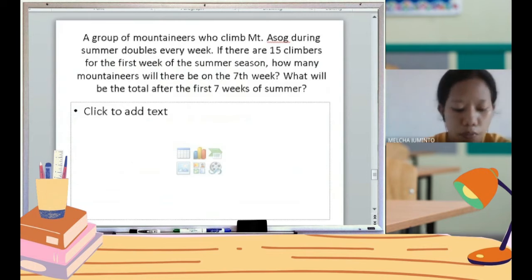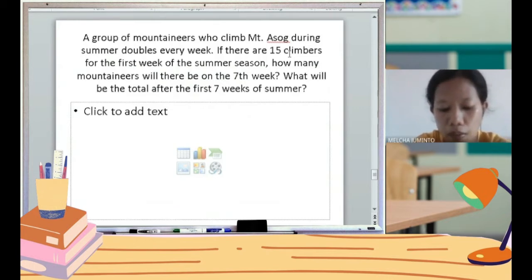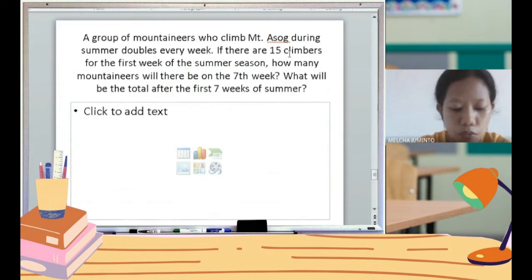We have an example in page 7, example number 5. A group of mountaineers climb Mount Asog. Mount Asog is a mountain in Iriga City. During summer, the number doubles every week. If there are 15 climbers for the first week of the summer season, how many mountaineers will there be on the seventh week? What will be the total after the first 7 weeks of summer?